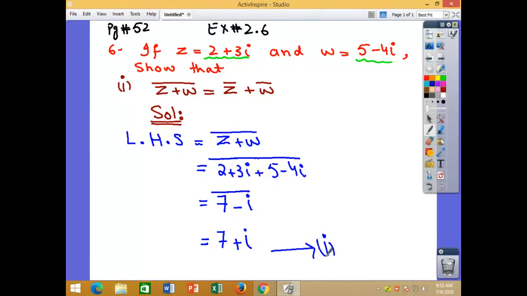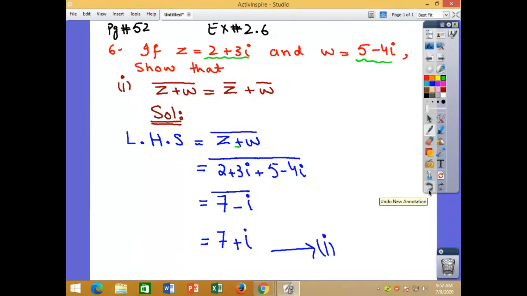Again, here we add z with w. Here we write the value of z, and here we write the value of w. First of all, we add real part with the real part. Here real parts are 2 and 5. When we add 2 and 5, we get 7. Then we add positive 3 with negative 4, we get negative iota. Clear? And then after simplification, we take the conjugate. In conjugate, we change the sign of iota.